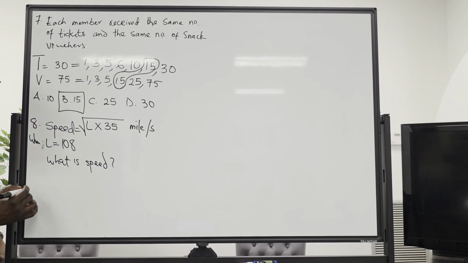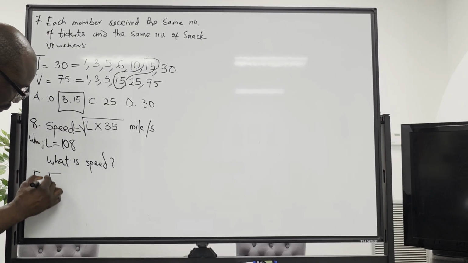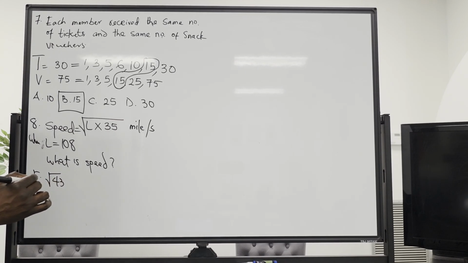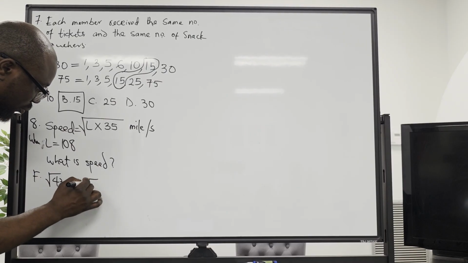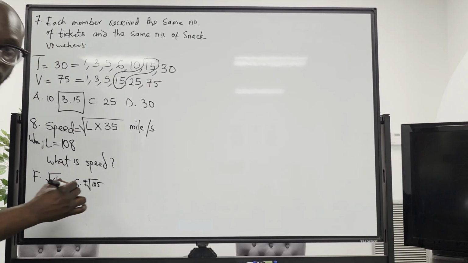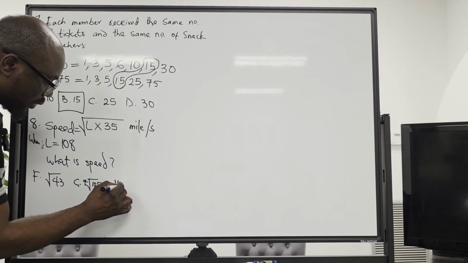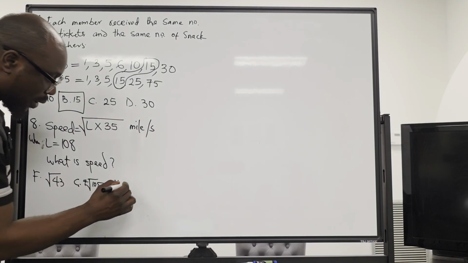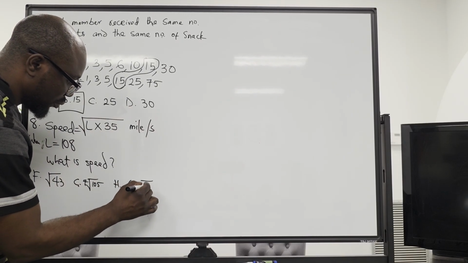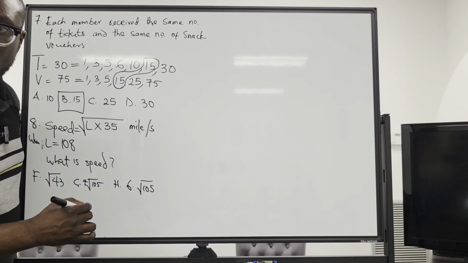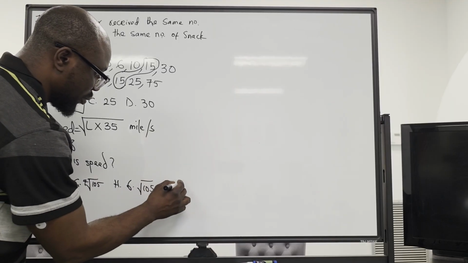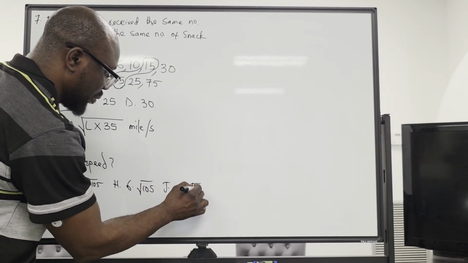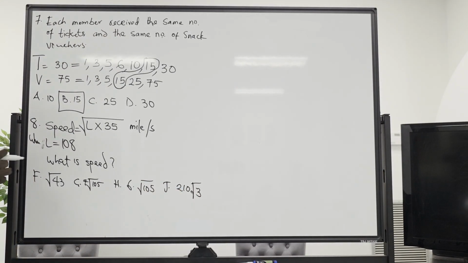They give us option F, square root of 43. Next option is G, square root of 7105. Next one is H, which is 6 square root of 105. And then you have J, which is 210 square root of 3. So let's solve this question real quick.